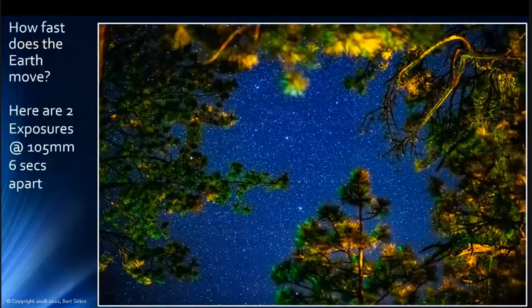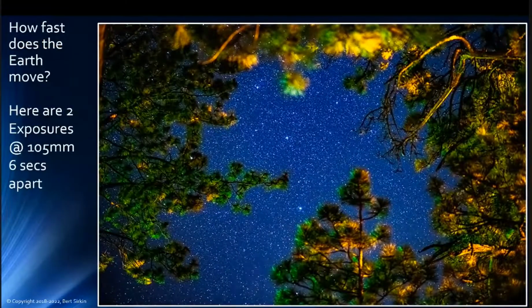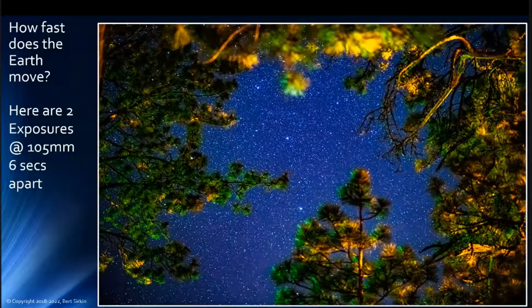So here's an example of how fast the Earth moves. If you watch this, you're going to see the stars move. The trees aren't, but the stars are. And these two images were taken 6 seconds apart with a 105 millimeter lens. And in 6 seconds, there was that much apparent movement, but that's with 105 millimeter.